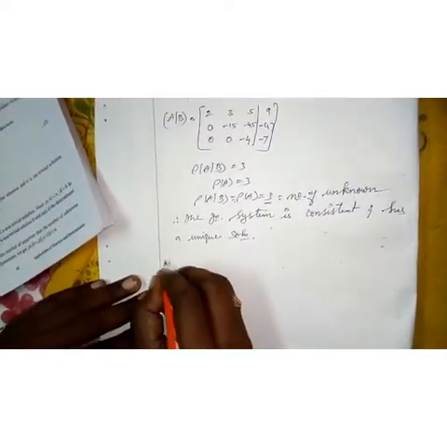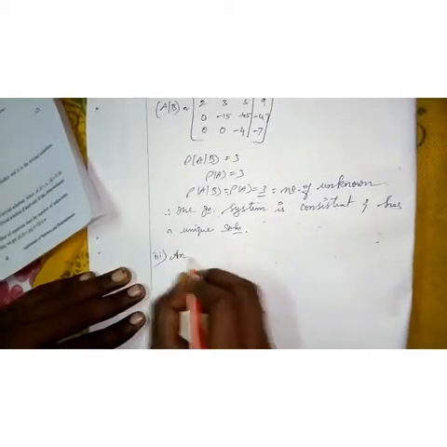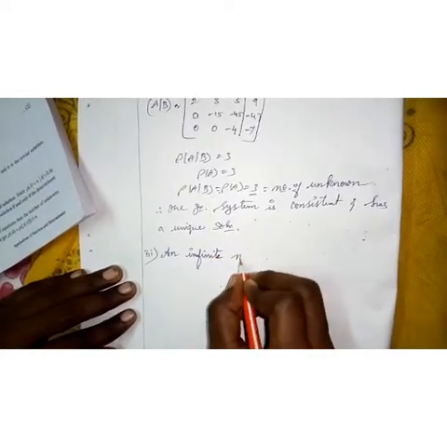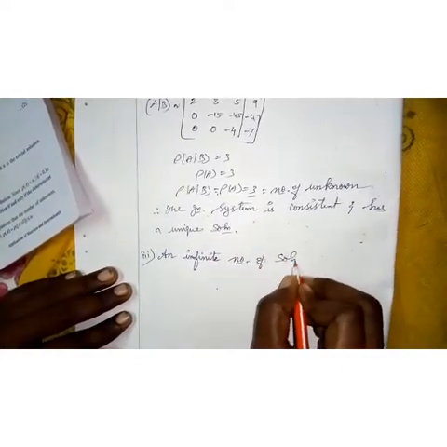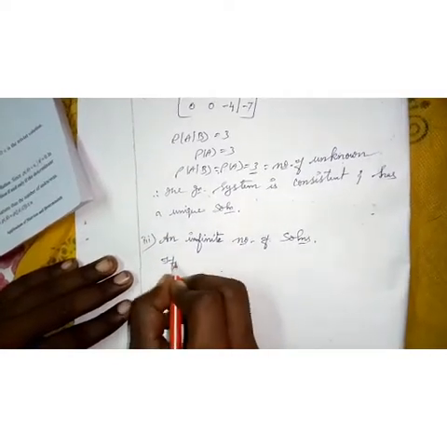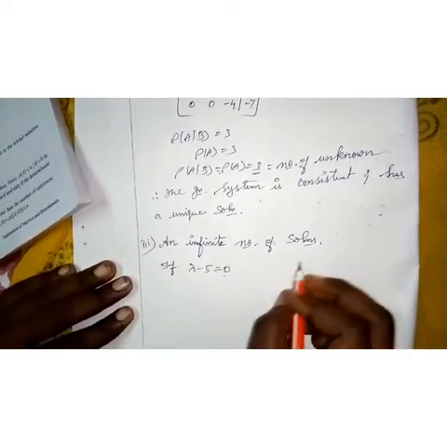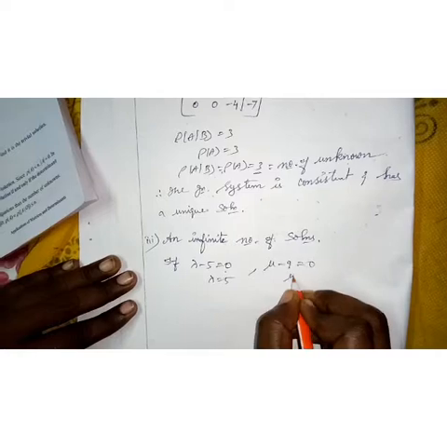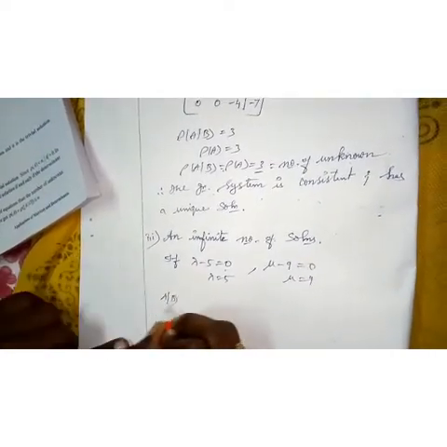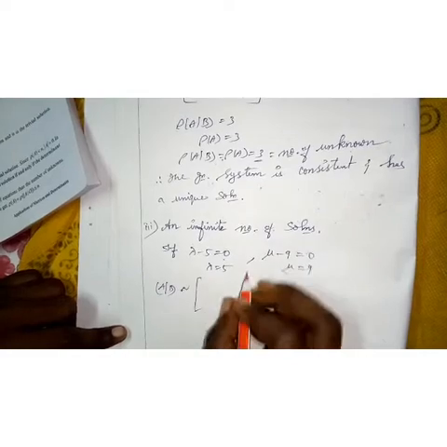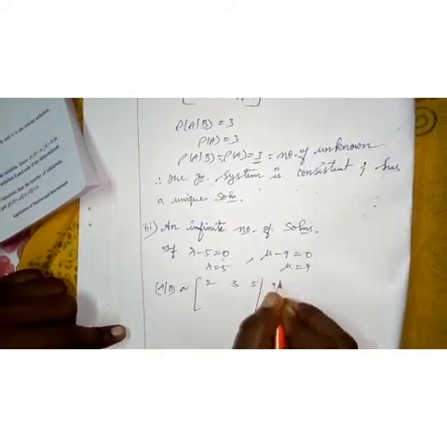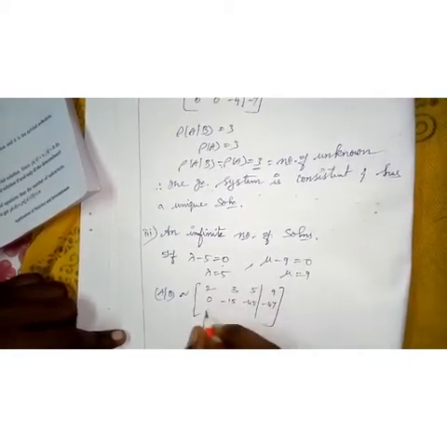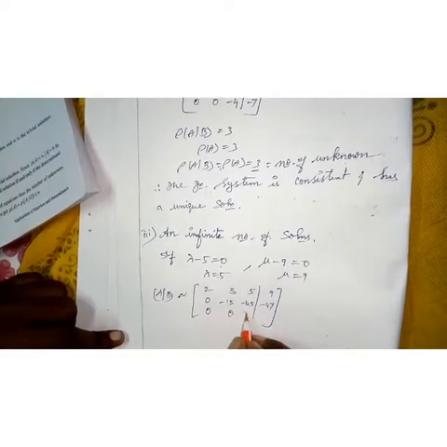Then come to the third one. Infinitely many solutions, an infinite number of solutions. Again we have to take if lambda minus 5 equal to 0, then mu minus 9 equal to 0. What is the lambda value? 5. Mu value 9. Again we have to apply here, same place. That is 2, 3, 5, 9, 0, minus 15, minus 45, minus 47. Lambda equal to 5 means 0, 0, 0, 0.